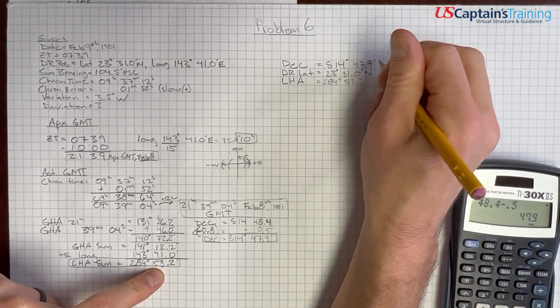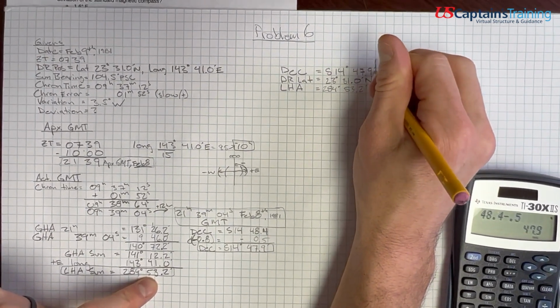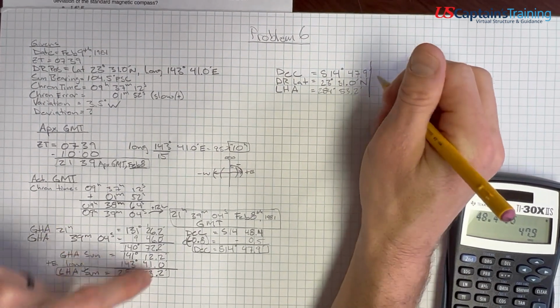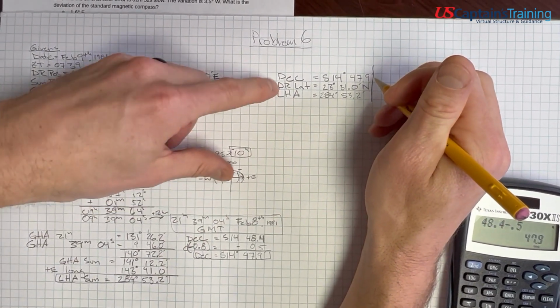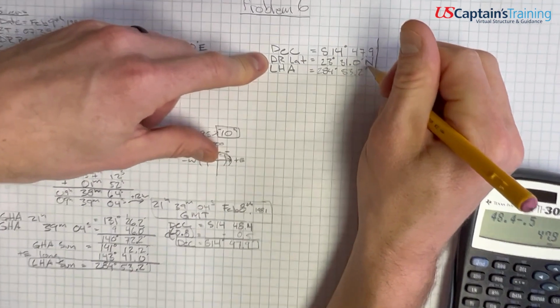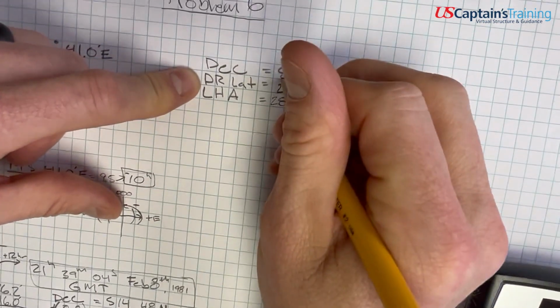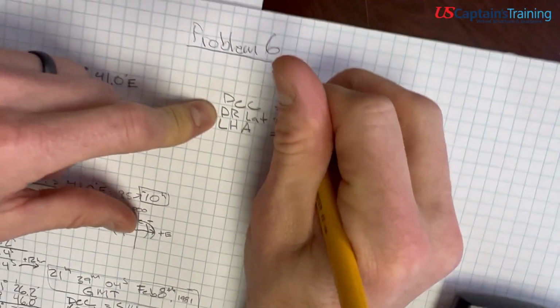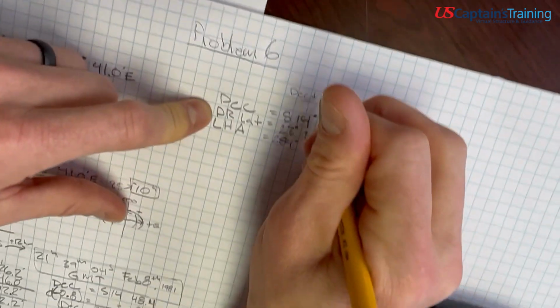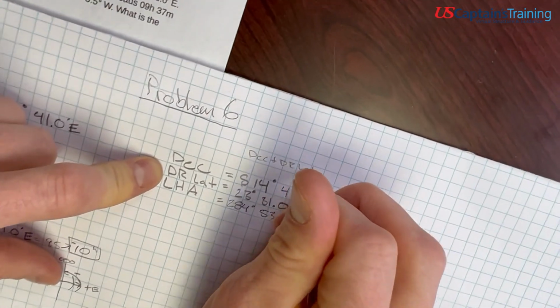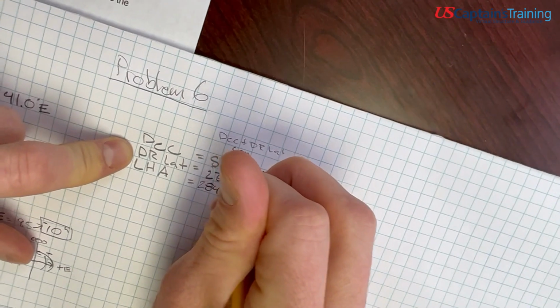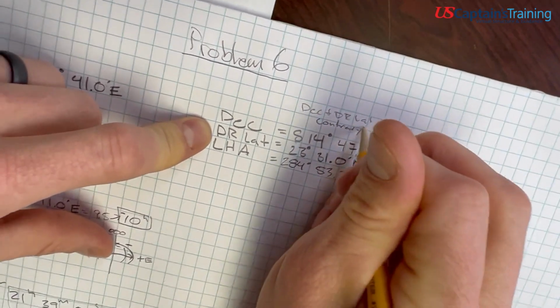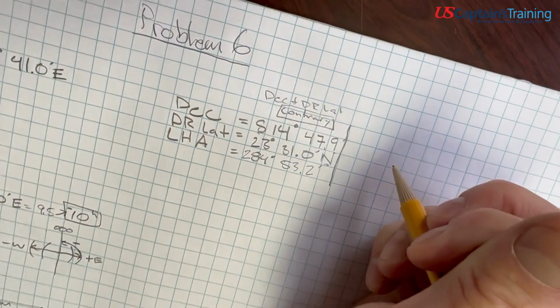Okay. Now, are these the same or contrary? Our declination and our DR lat? DR lat's north, declination south, that's contrary. So we could say our dec and DR lat are contrary to each other. Good, we're going to need that.